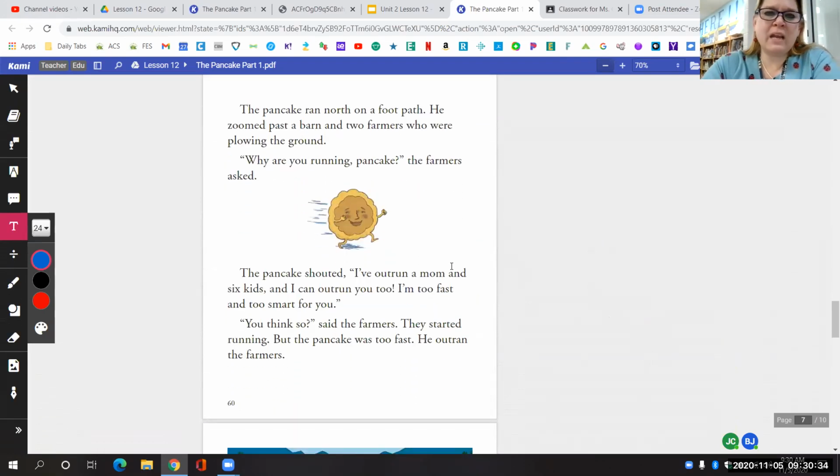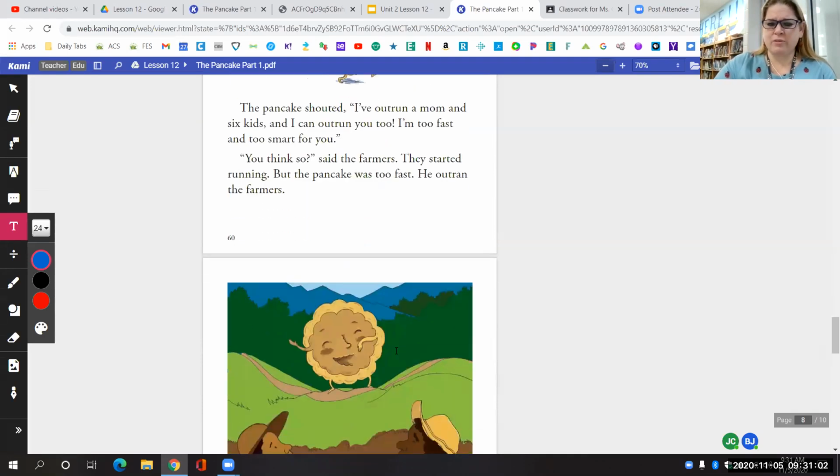The pancake ran north on a footpath. He zoomed past a barn and 2 farmers who were plowing the ground. Why are you running, Pancake? The farmers asked. The pancake shouted, I've outrun a mom and 6 kids, and I can outrun you too. I'm too fast and too smart for you. You think so? Said the farmers. They started running, but the pancake was too fast. He outran the farmers.